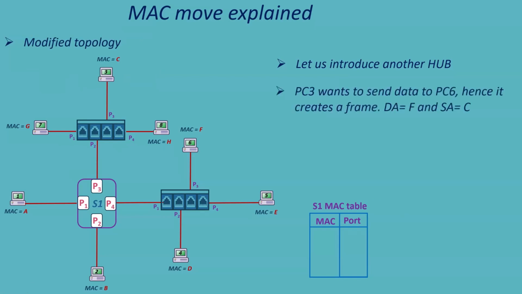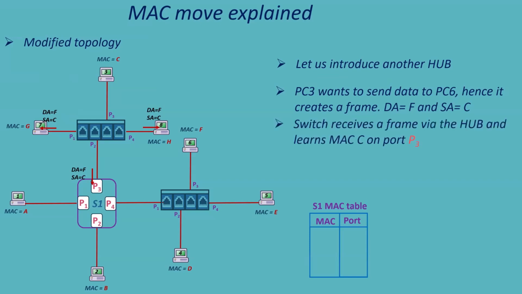Now we do the same thing. We ask PC3 to send data to PC6, and it sends it out. The hub floods it. Let's just focus on the frame that arrives on port P3. Same thing: MAC address C is learned on port P3. Good enough for now. So the MAC table gets populated.